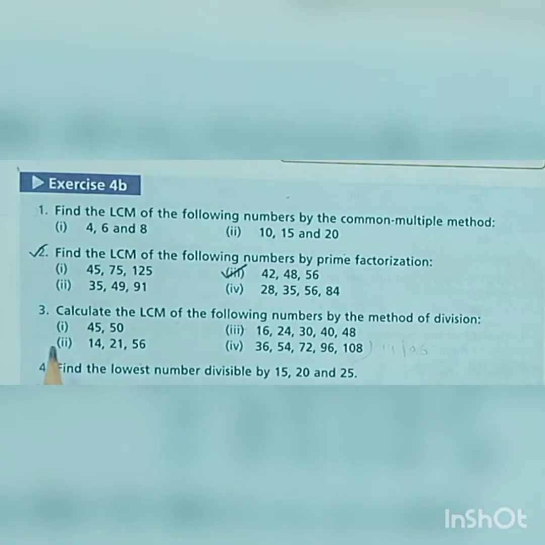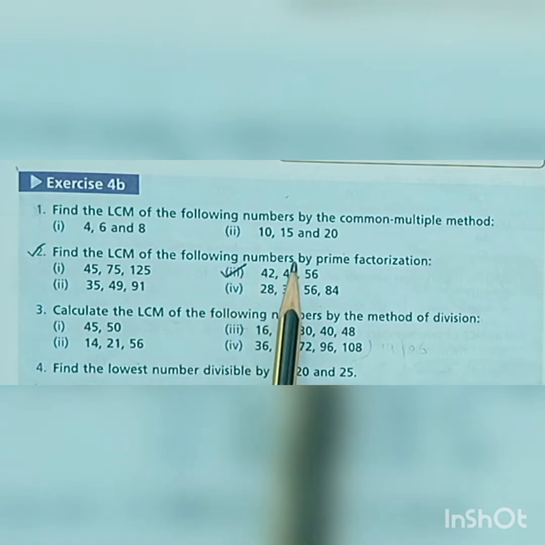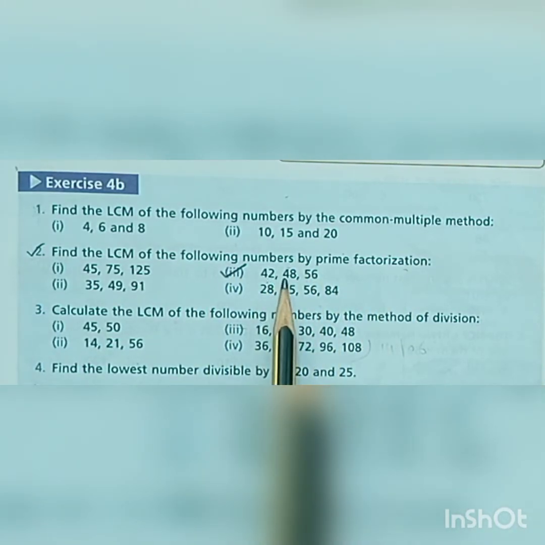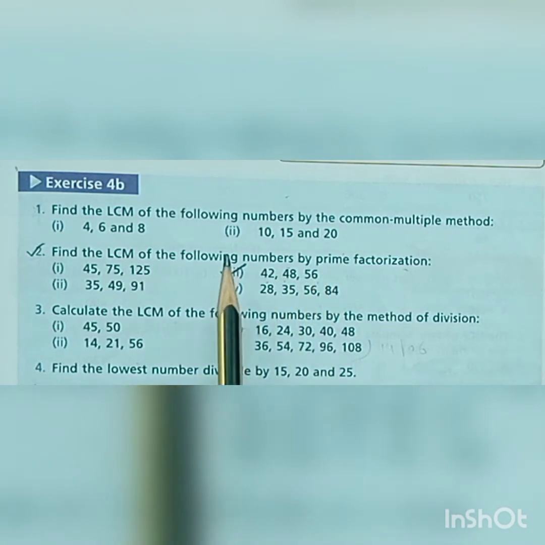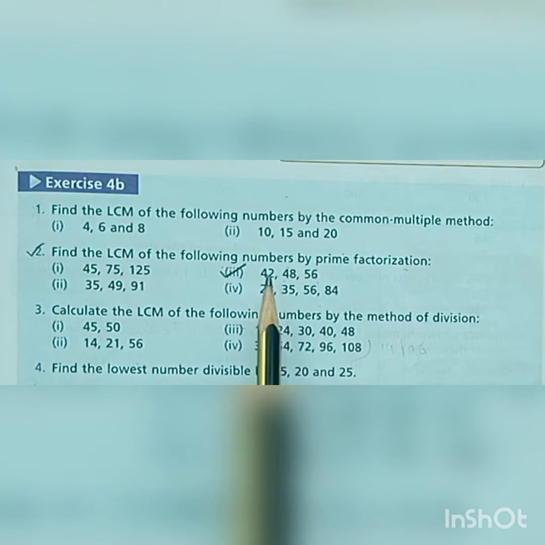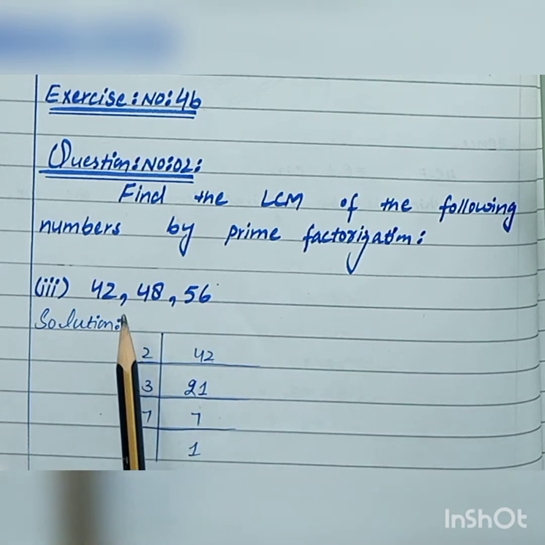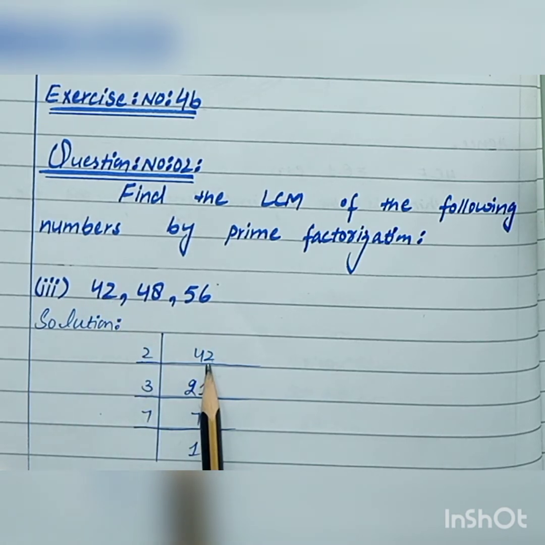Exercise number 4b, question number 2. Find the LCM of the following numbers by prime factorization method. The question is 42, 48, 56. Follow the above example. By prime factorization method, you have to find the LCM of these numbers. Find the prime factors of these values one by one. Firstly, find the prime factors of 42.